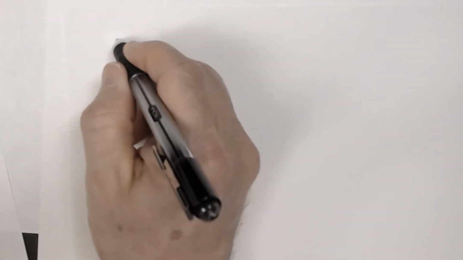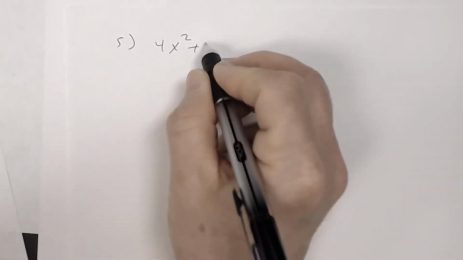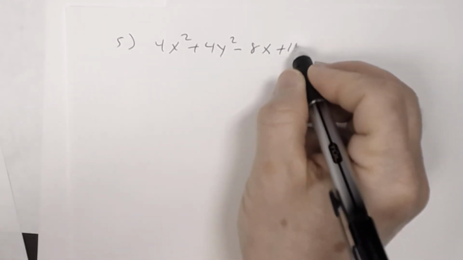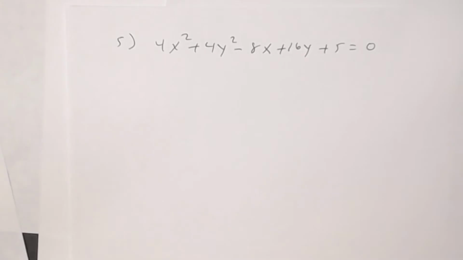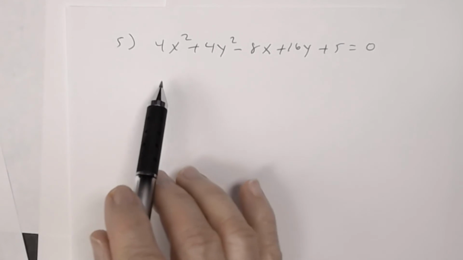So this will be number 5. All right, number 5. So let's suppose in number 5 we have this. All right, we have 4x squared plus 4y squared minus 8x plus 16y plus 5 equals 0. Okay? All right. Now, I know y'all don't like dealing with fractions, but sometimes you do have to deal with fractions. So we're going to end up with fractions here, but you've got to learn how to deal with it.